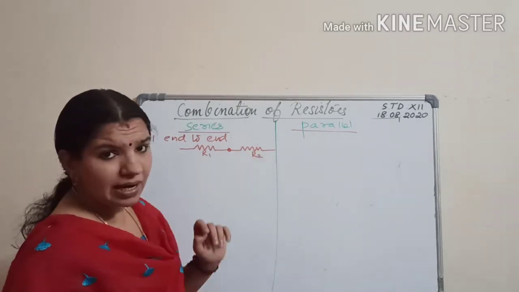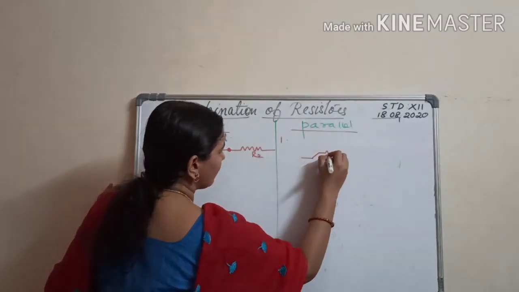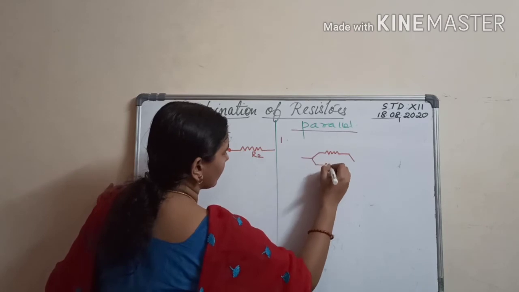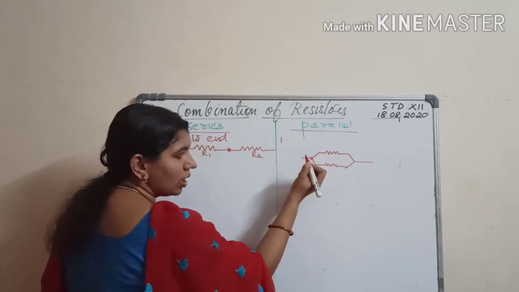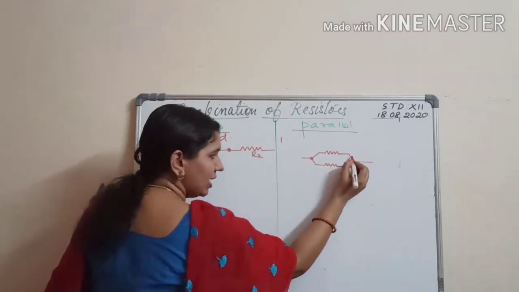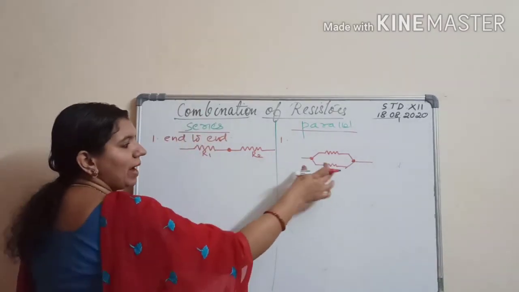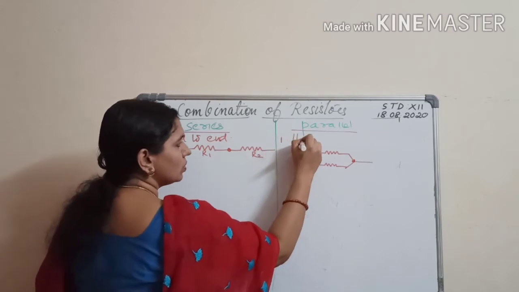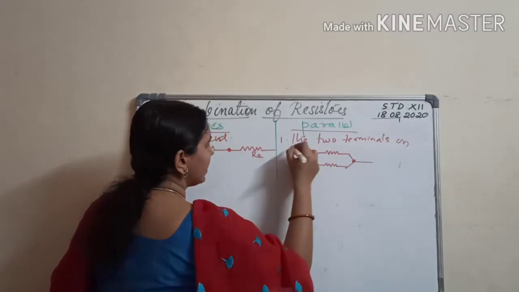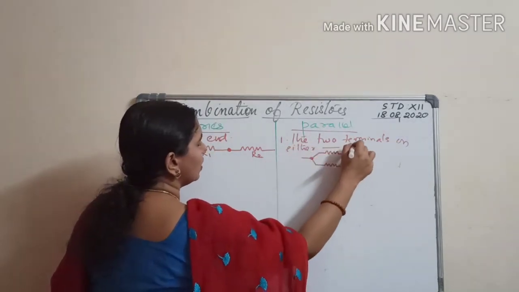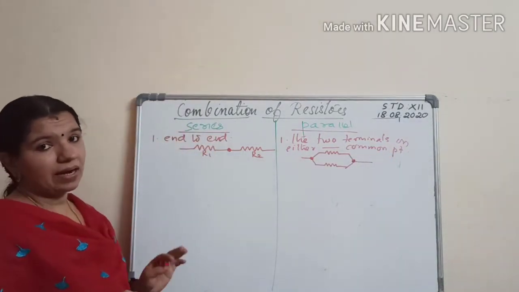Understand? Now parallel connection means, if there are two resistors like this, these terminals are connected to a common point on one side, as well as here the terminals are connected to another common point on the other side. This is called parallel connection. So the two terminals on either side are connected to a common point. Clear? That is called parallel combination.